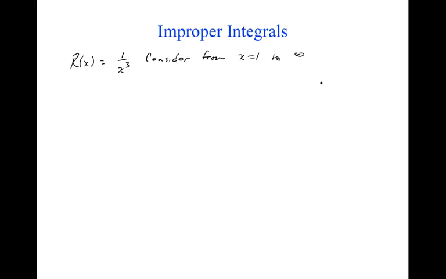What will the long-term result be? Well, 1 over x cubed is always positive, right? So I've got a positive rate of change, and I'm going to keep accumulating indefinitely at this rate of 1 over x cubed, which is always positive. So what will the long-term result be?